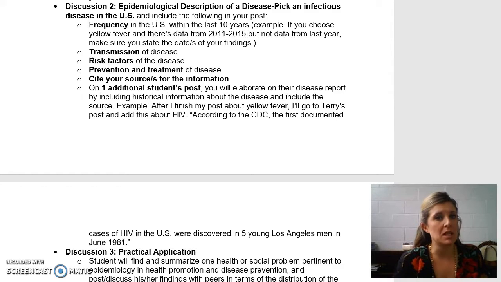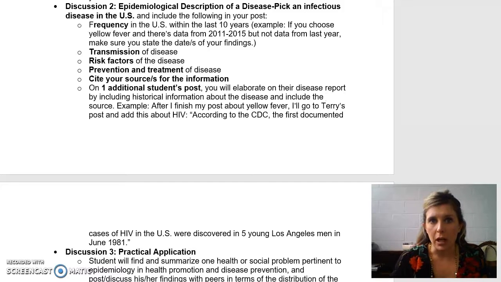We're going to be going over the epidemiological description of a disease and what you're going to do for this assignment. You're going to start off by picking an infectious disease that appears in the United States, and I want you to include the following. How many times has the disease appeared in the United States in the most recent year?